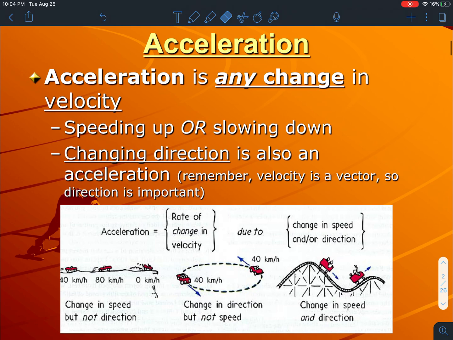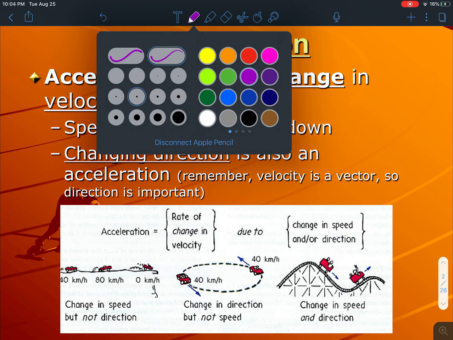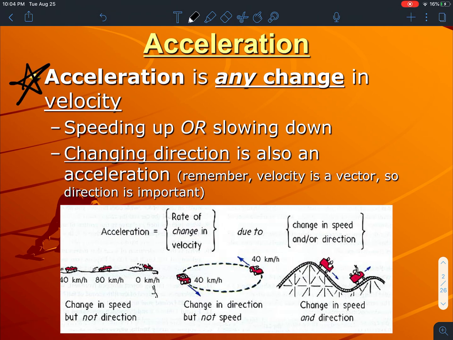So first we want to define acceleration, and the official definition that you'll want to know is that an acceleration is any change in velocity over time. So that could mean any one of three things. The object could be speeding up, it could be slowing down, or it could be changing direction. And all three of those are considered an acceleration in physics.